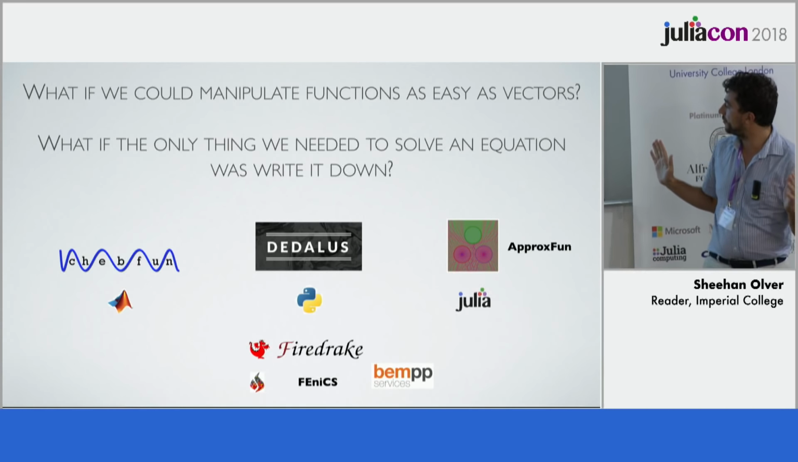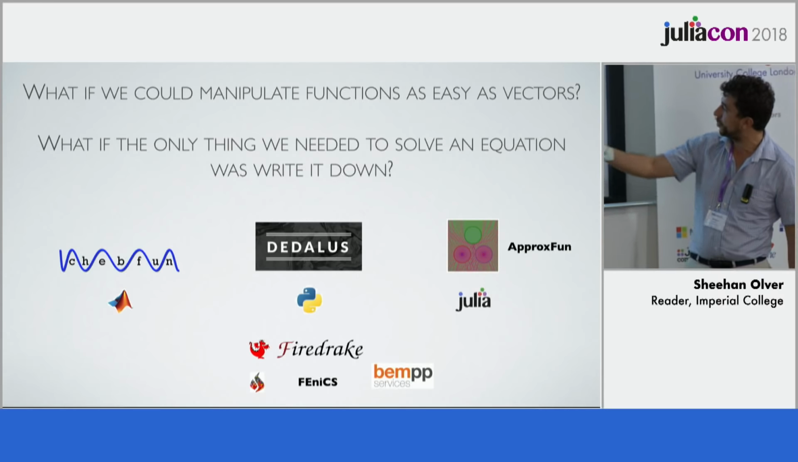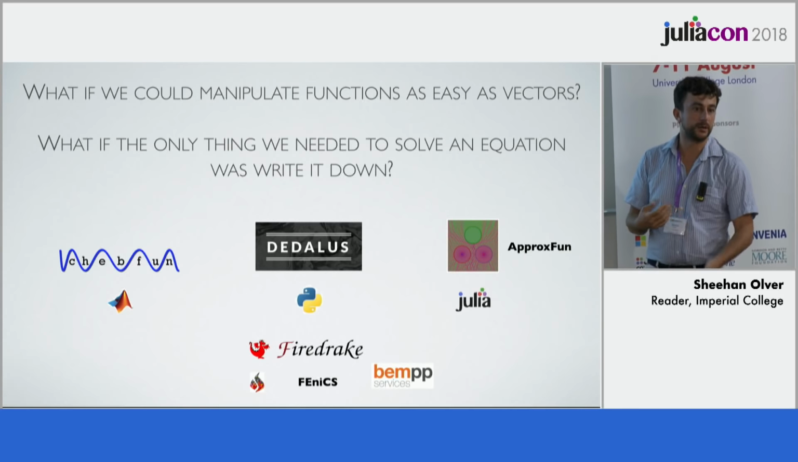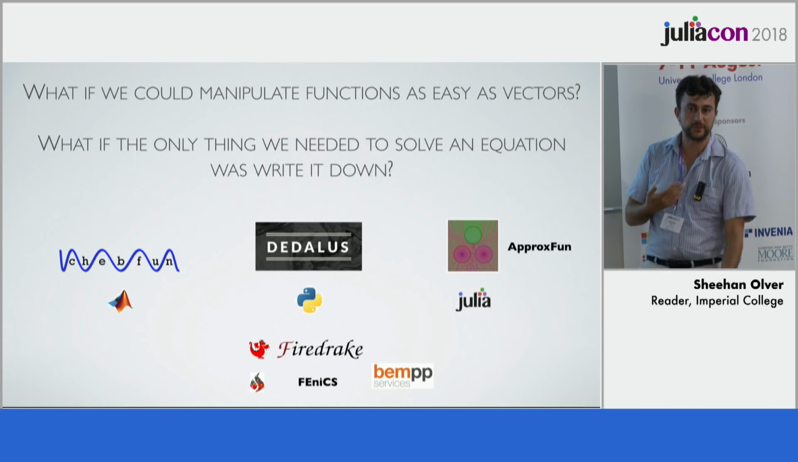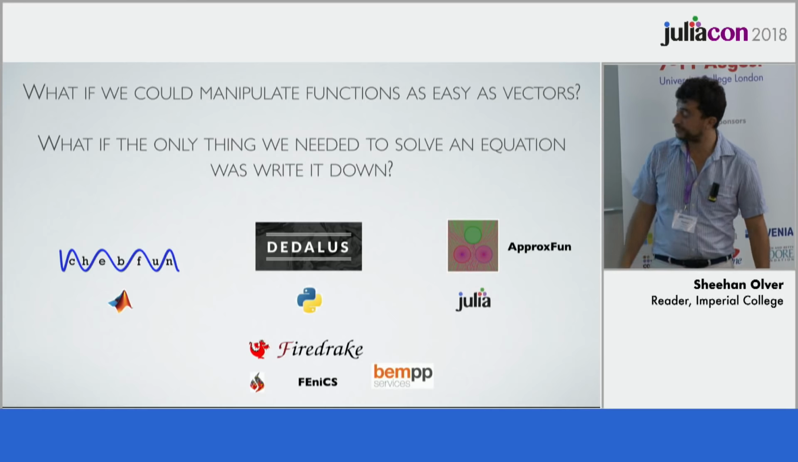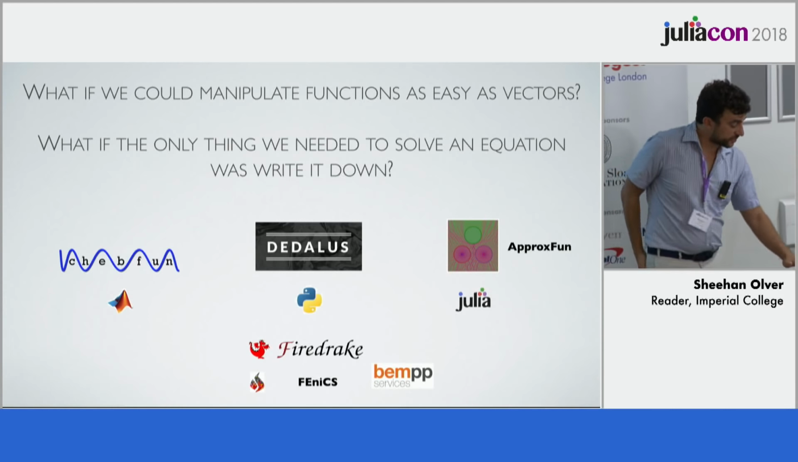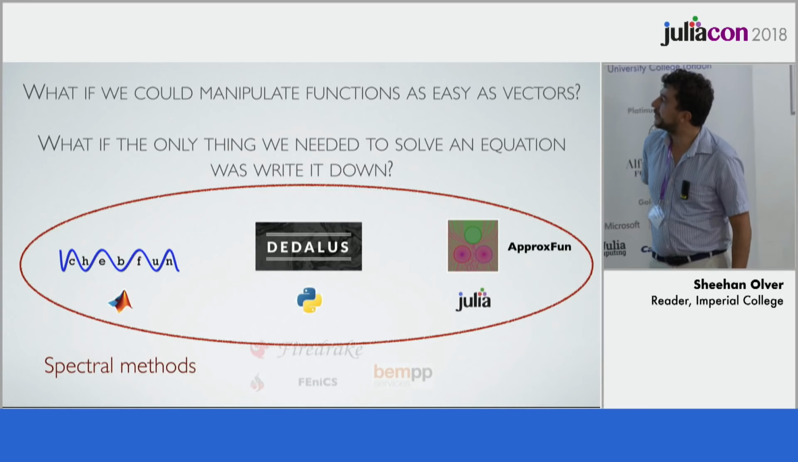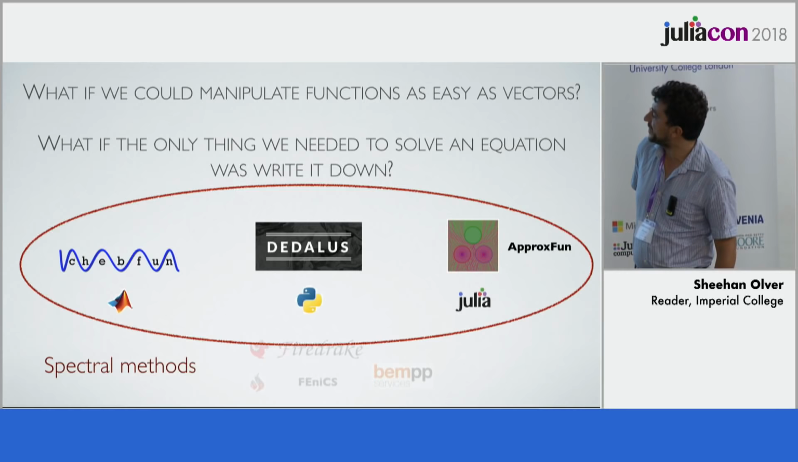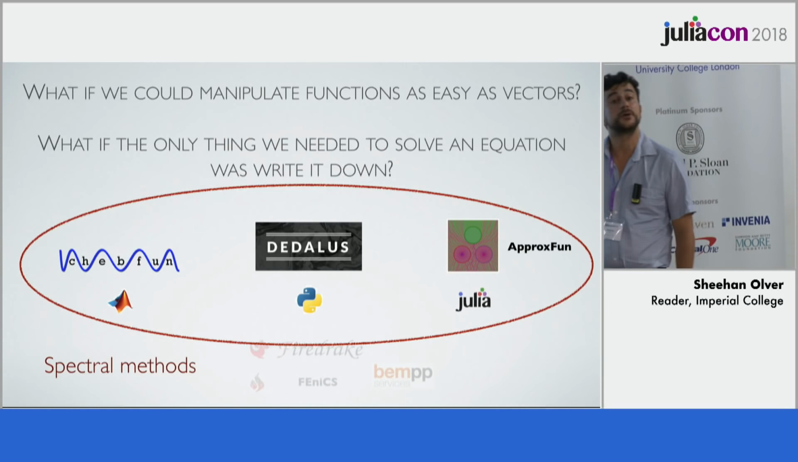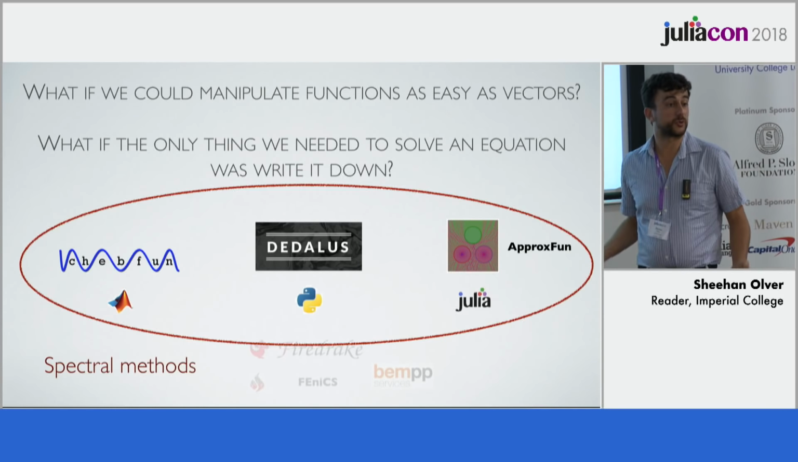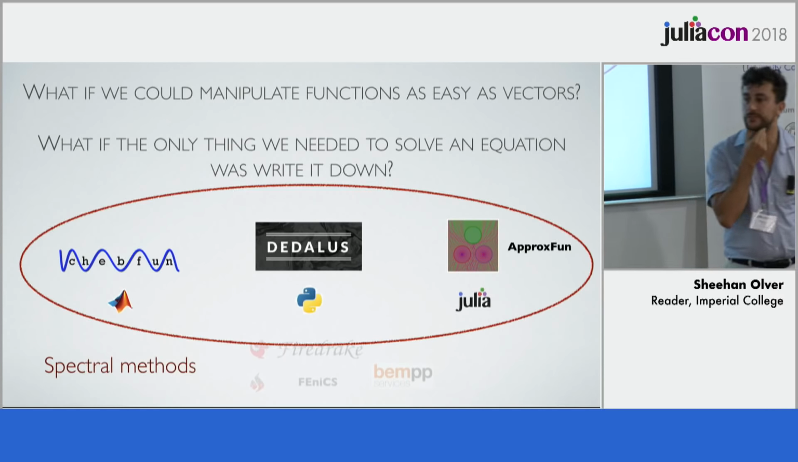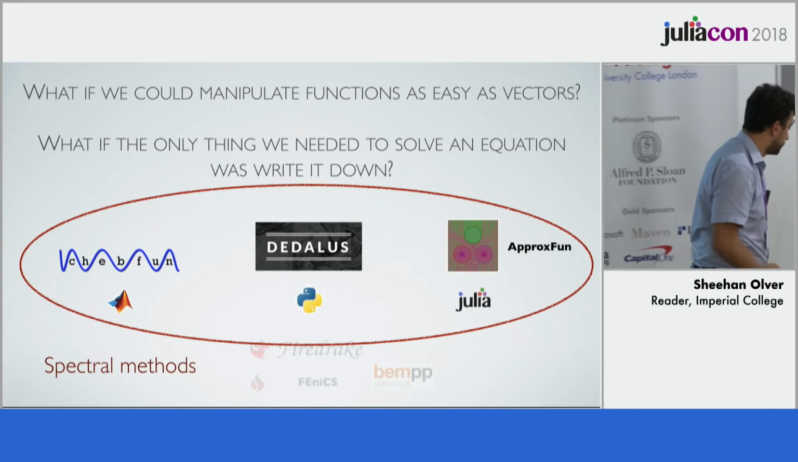So there's a whole slew of packages in different languages: Chebfun in MATLAB, Dedalus, Firedrake, FEniCS in Python, and also, well, nothing's in Python, everything's in Python plus something else. And then ApproxFun in Julia. I'm not going to say much about those. I'll say a little bit about these three. And what makes these three special is that they're all built on what's called spectral methods, or more specifically, Chebyshev-based spectral methods, which I'll explain a bit more later.